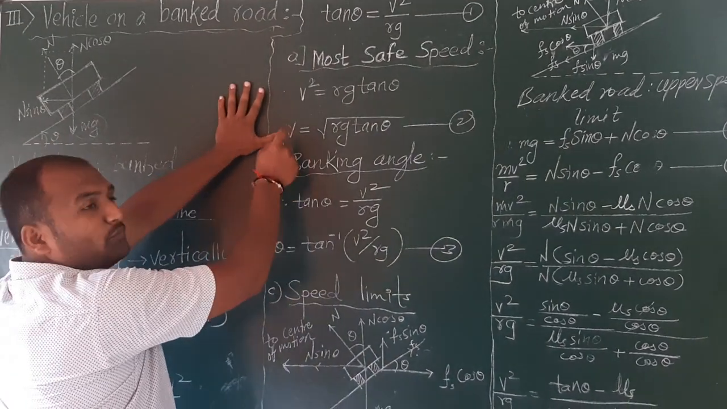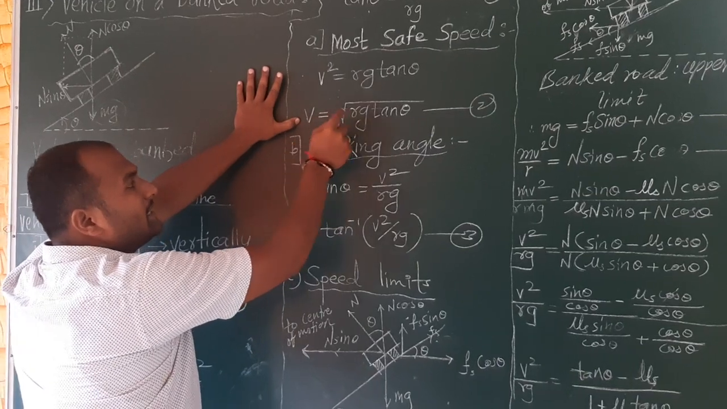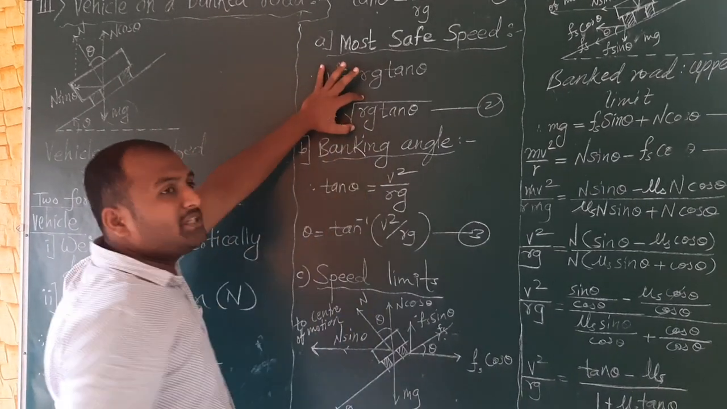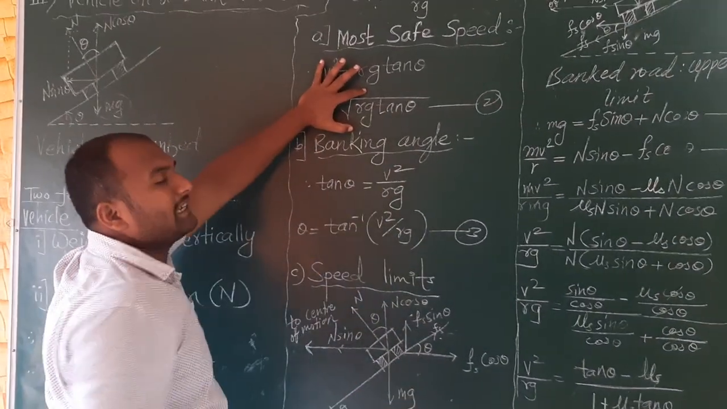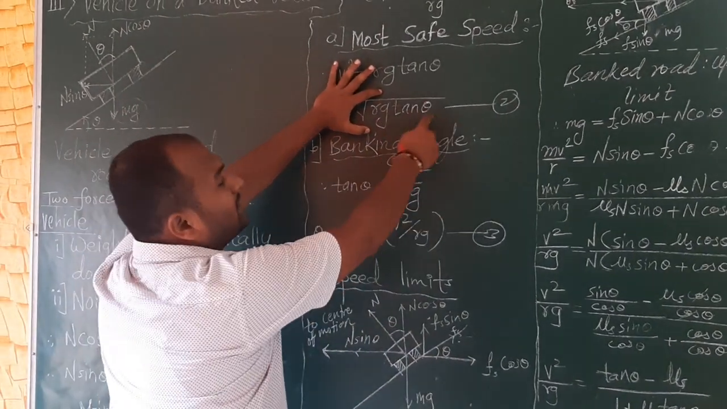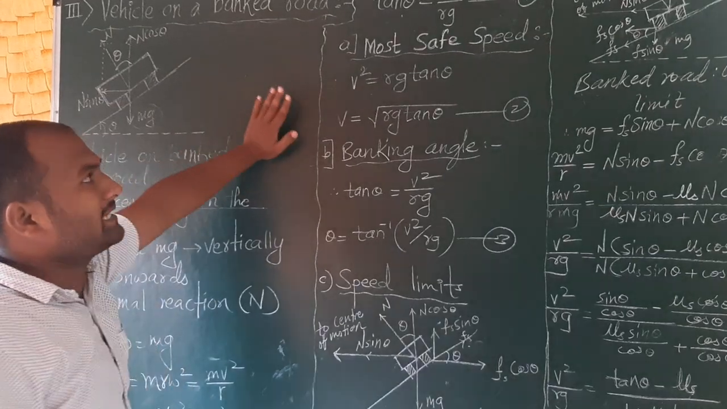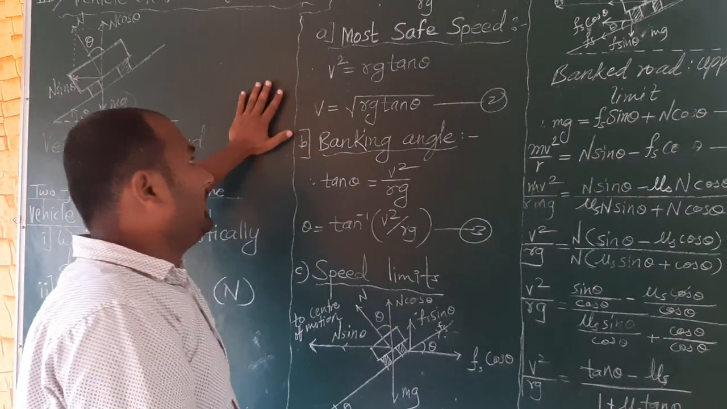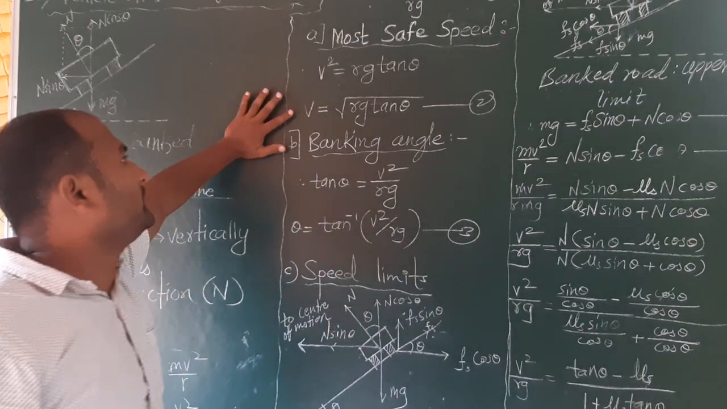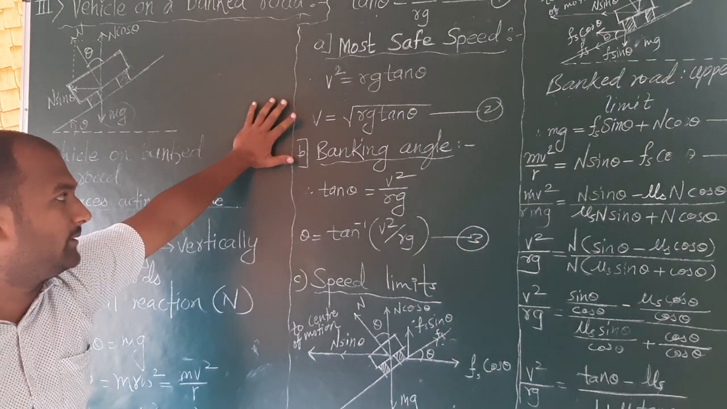So v, the velocity of that vehicle, is equal to under root rg tan theta. R means radius of the circular path of that road surface, g means acceleration due to gravity, and theta means the angle. So therefore the maximum safe speed of the vehicle moving along a banked road with angle of banking theta is v is equal to under root rg tan theta.